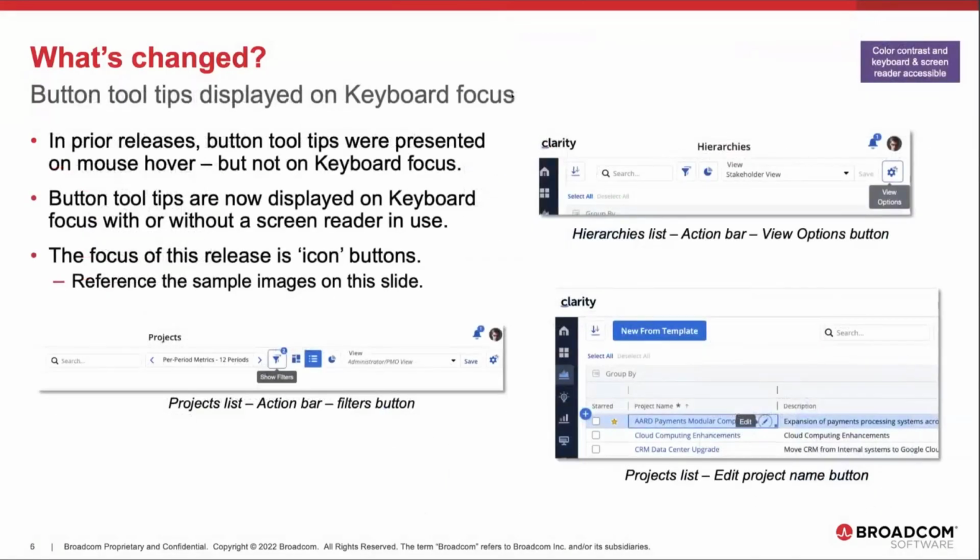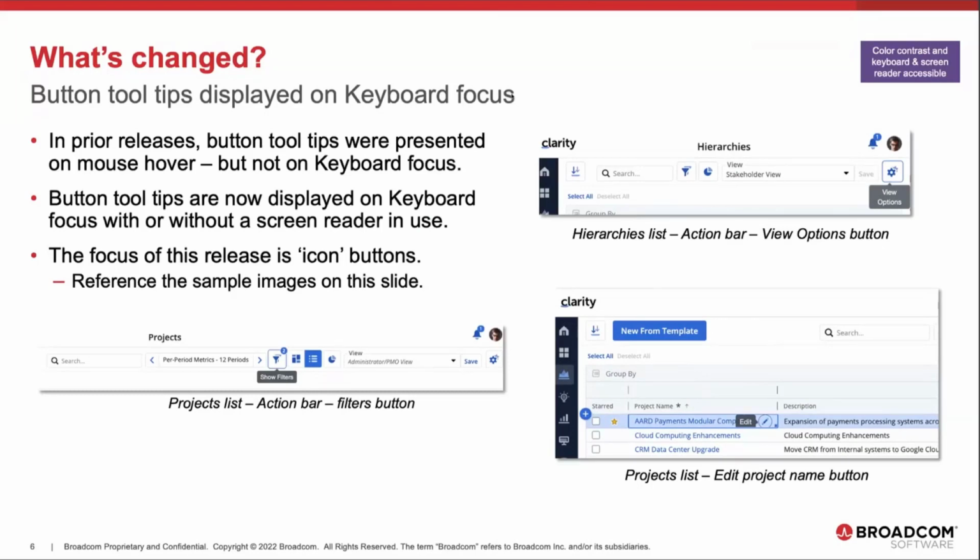Button tooltips are displayed on keyboard focus. In the prior release, of course, the mouse hover presented the tooltip, but now the keyboard focus presents it to the user. And of course, this can be used with or without a screen reader, but the screen reader always did pick it up. It just wasn't visible to the eye. So now a keyboard action will present this hover text or the tooltip on keyboard focus. And this page just has a few sample images of where the button tooltip is presented.